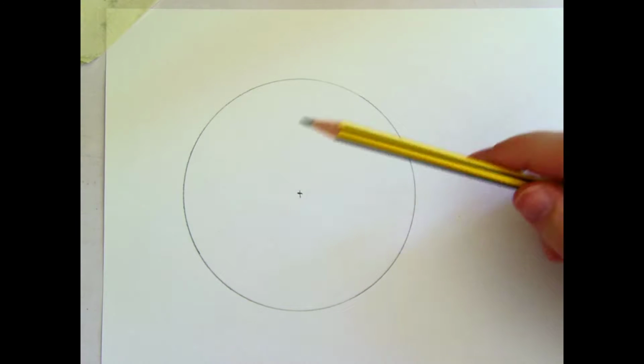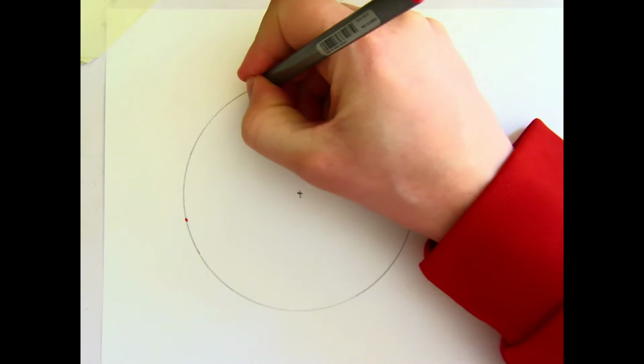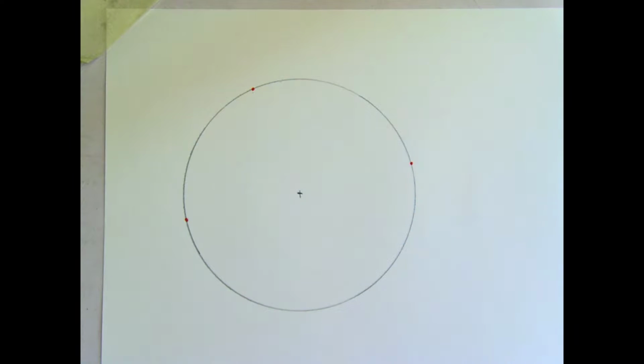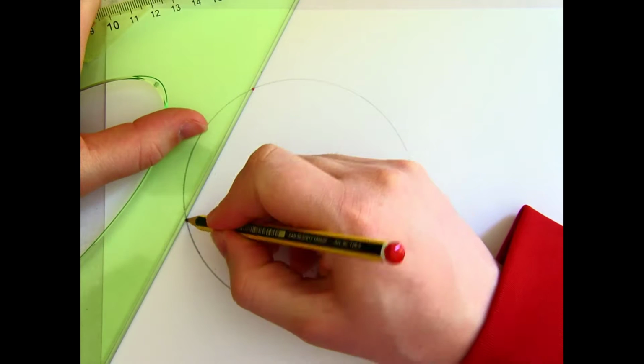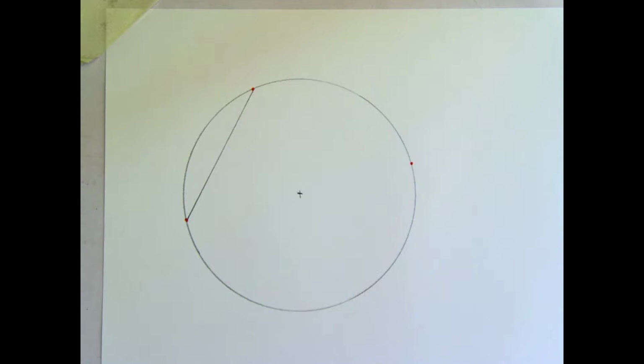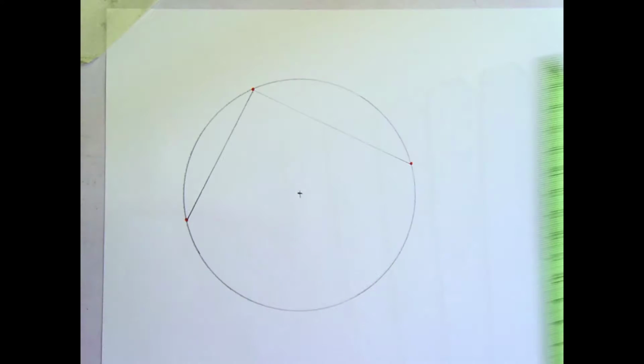So the idea is that if I have 3 points, any 3 points on the circumference of a circle, I can locate the center of it. So I'm going to pick 3 random points here. And if I was to join these up together, so here to here, I end up with a line. And that line, if we can recall our introduction to circles, is a chord. So a chord is a line joining any 2 points on the circumference of a circle.